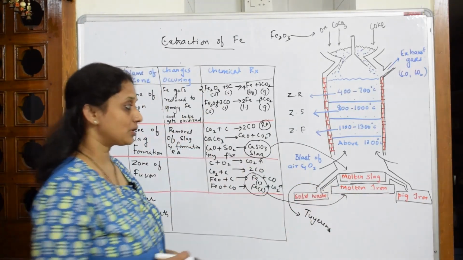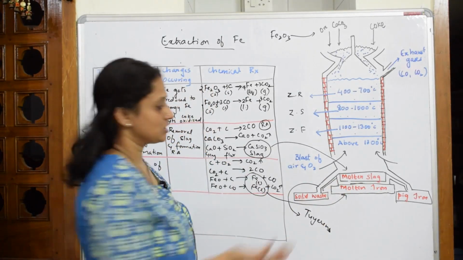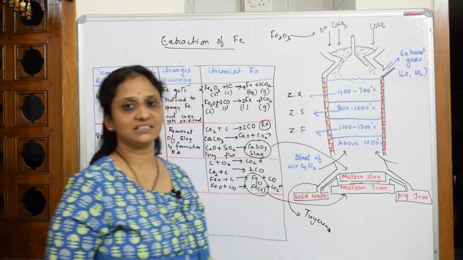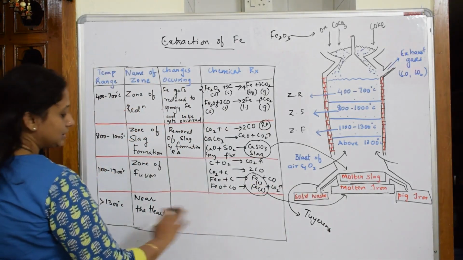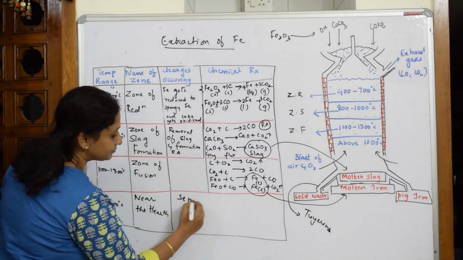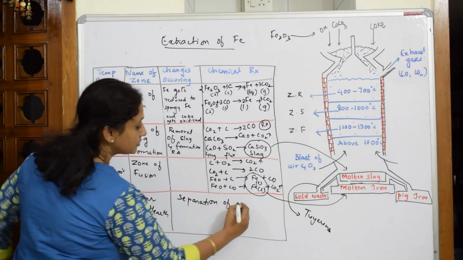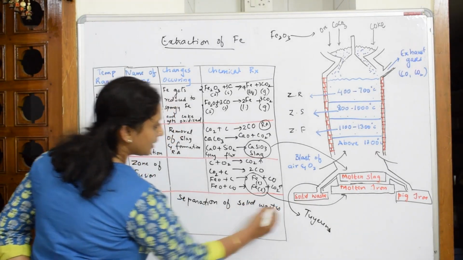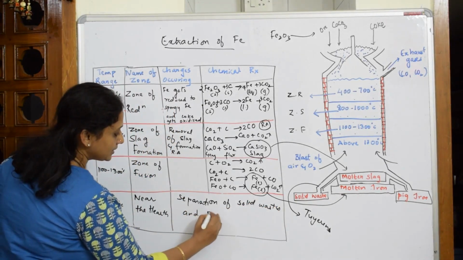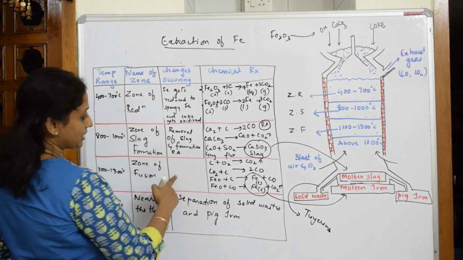Now, most important thing you have to remember, the slag is lighter than your metal. So, it tries to float above the iron metal and you're separated. Now, what will happen near the hearth? Yes, separation of solid wastes and pig iron. We have not written this, we'll write it. Done.